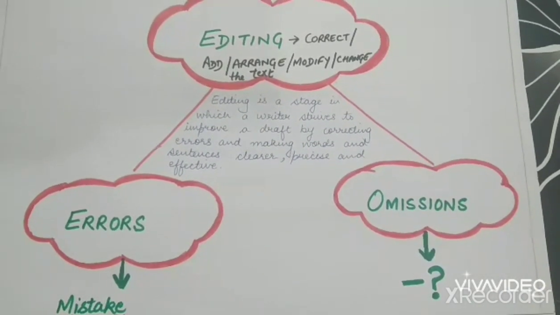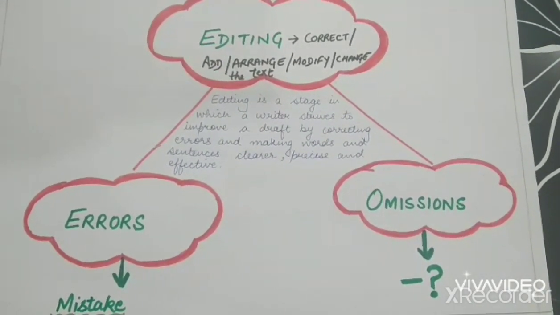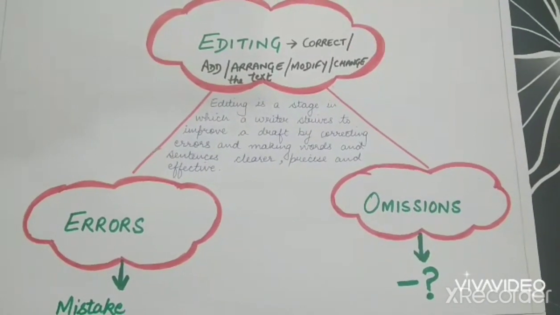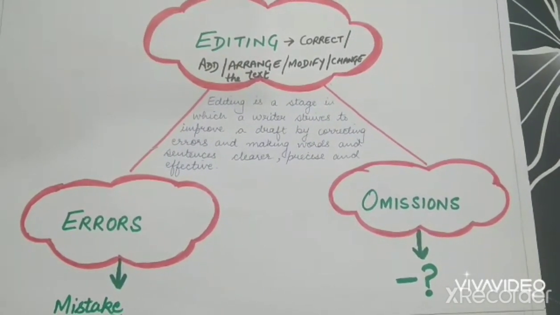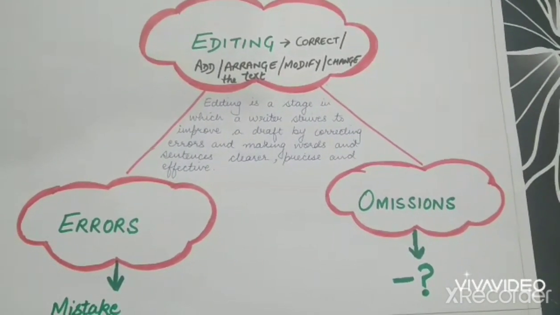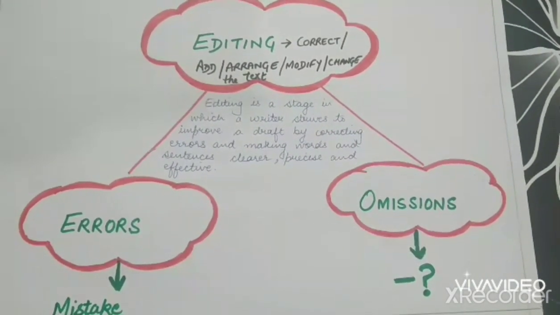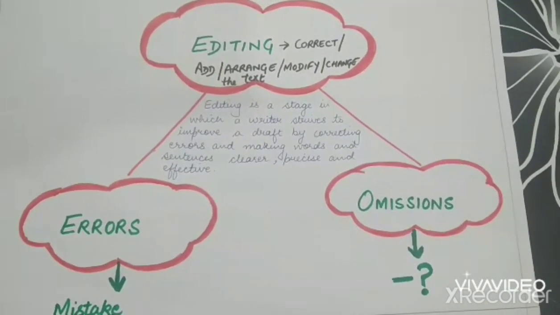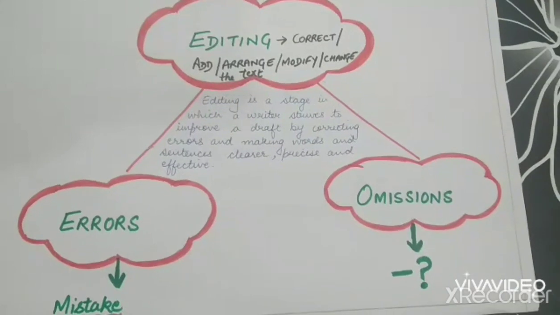Our next topic of grammar is editing. Editing is a stage in which a writer strives to improve a draft by correcting errors and making words and sentences clearer, precise, and effective. In short, we can say that in editing, a person corrects, adds, arranges, modifies, or changes the text.